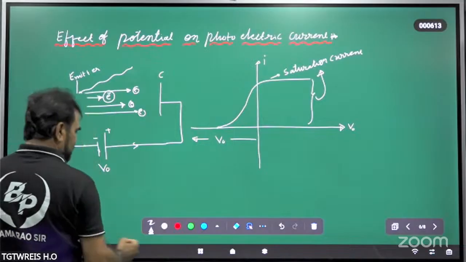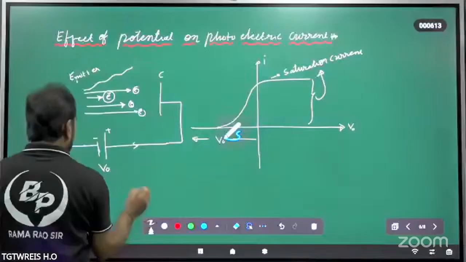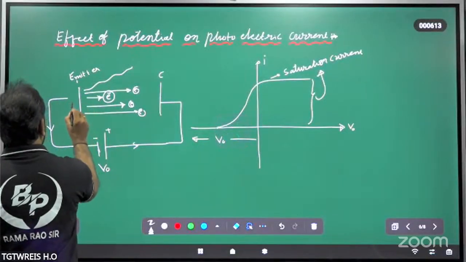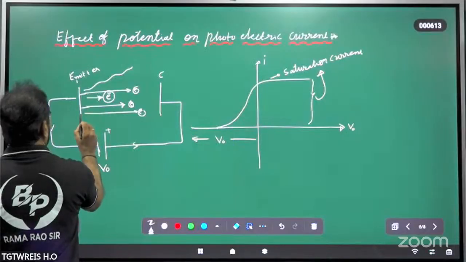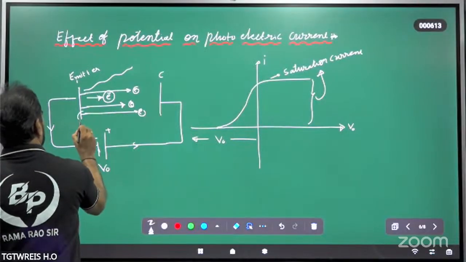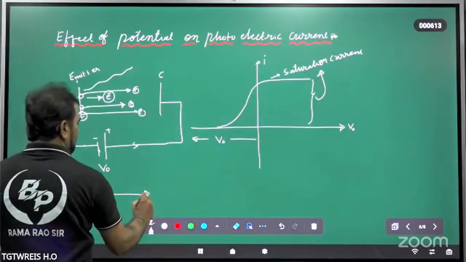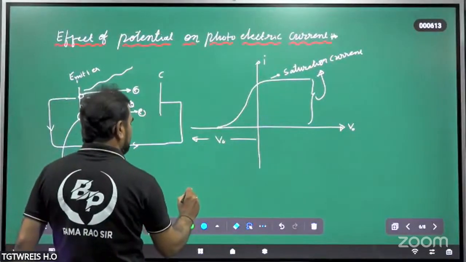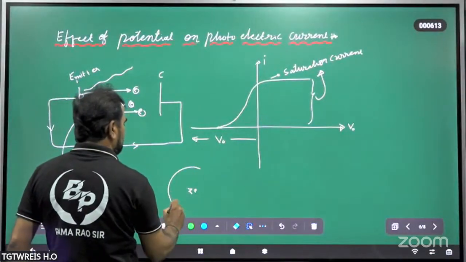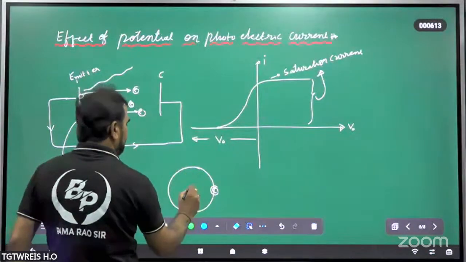I am considering this point. The electrons are ejected like this. I'm considering this point, or this point, or this point, any one of the points here. Generally the electrons are revolving around the nucleus like this, with the nuclear attraction force, as is already known.